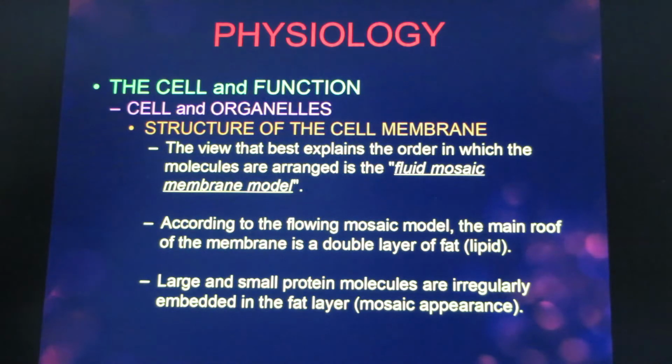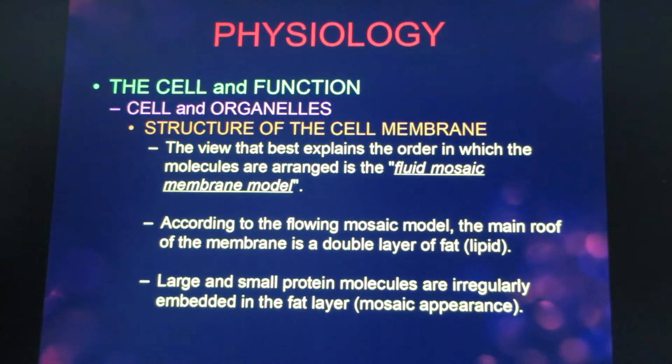Now we have to carry on with the cell and function, and cell organelles and the structure of the cell membrane, because these will be the basics for understanding how cells function and how we are kept alive. The view that best explains the order in which the molecules are arranged is the fluid mosaic membrane model.